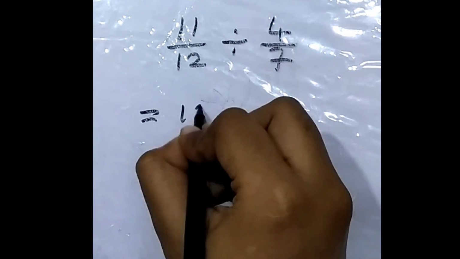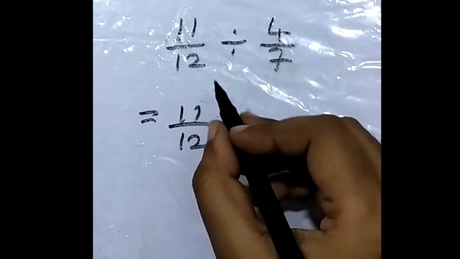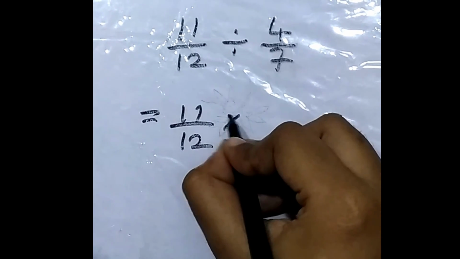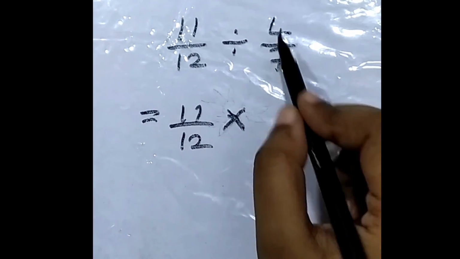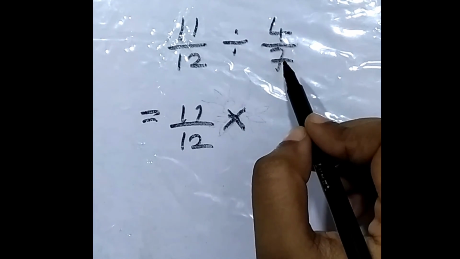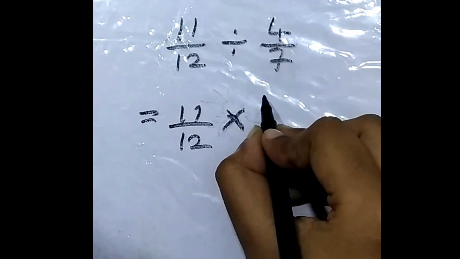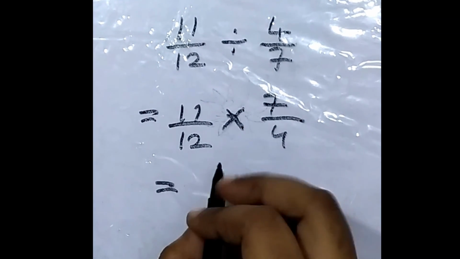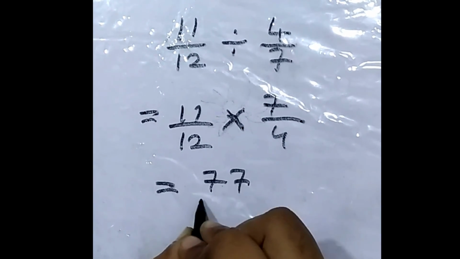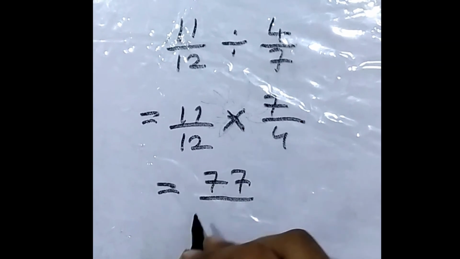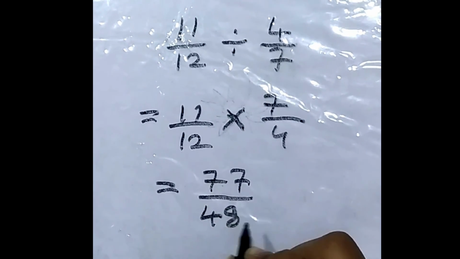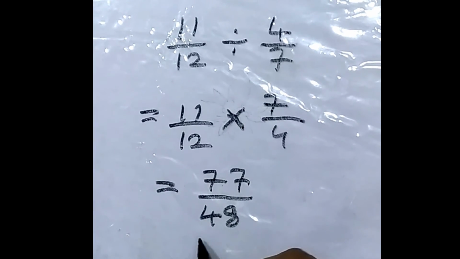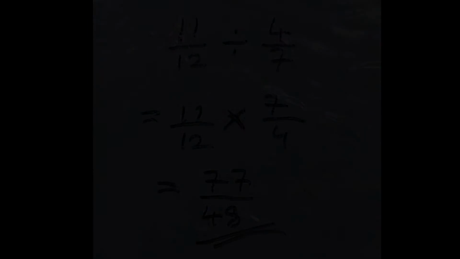Equal to 11 upon 12. Instead of division we will do multiplication. So what is the reciprocal of 4 upon 7? 7 upon 4. So 11 7s are 77 upon 12 4s are 48. So 77 upon 48. This is the final answer.